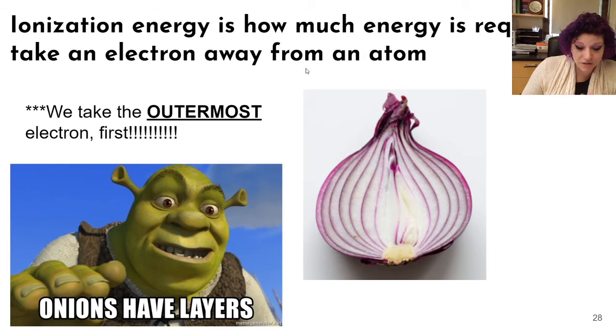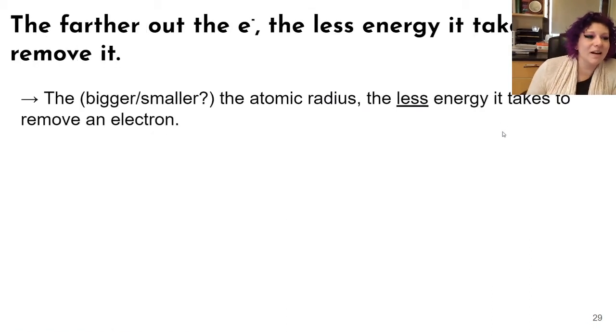And perfect time for a Shrek joke. Onions have layers, but this actually does work with this for an example. So the farther out the electron, the less energy it takes to remove it. My question to you is, the bigger or smaller the atomic radius, the less energy it takes to remove an electron.